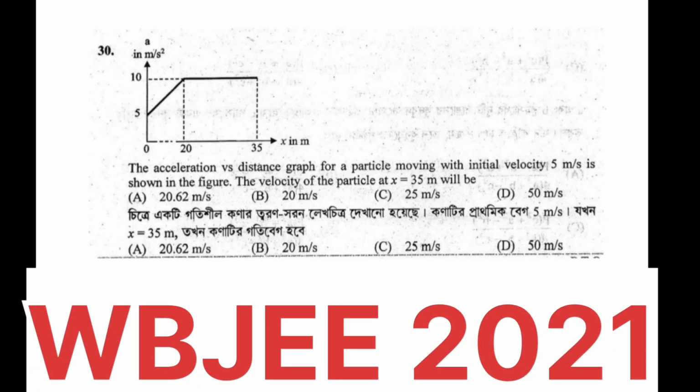Now the question in WBJEE 2021 is quite interesting. A graph is given which is basically an acceleration versus distance graph, which we do not see often. In this graph, it is told about the initial acceleration, after a distance of 20 meter, and the final acceleration after a distance of 35 meter. The initial velocity is given as 5 meter per second, and it is asked to find out the velocity of the particle at x equals 35 meter.